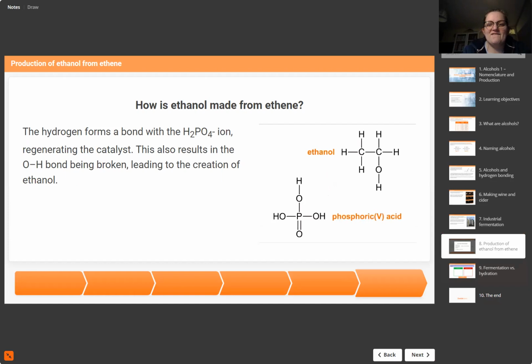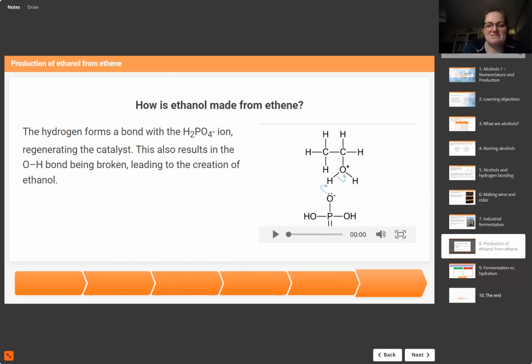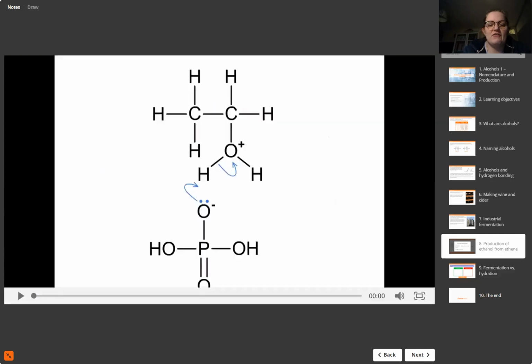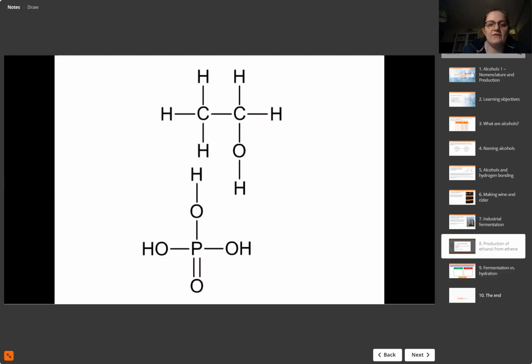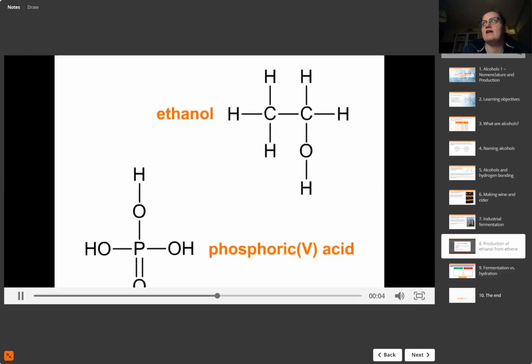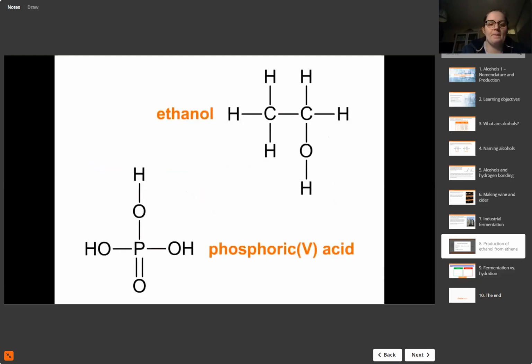So the hydrogen forms a bond with that ion, the H2PO4 ion, and it can regenerate the catalyst. This also results in the oxygen and the hydrogen bond breaking here and leads to the creation of ethanol. So if we have a look here, that bond breaks. Ethanol is produced and phosphoric acid is regenerated.